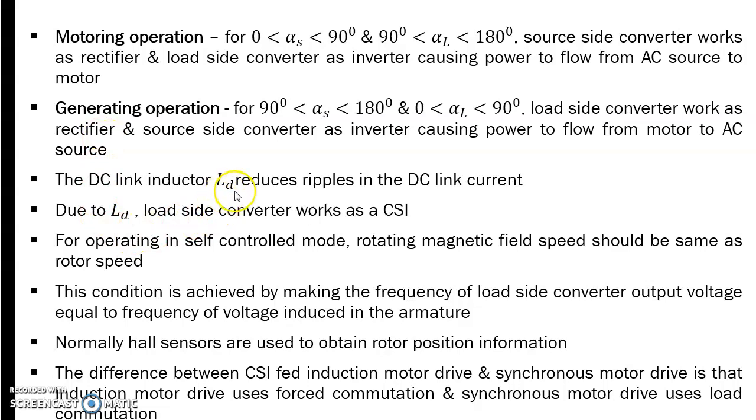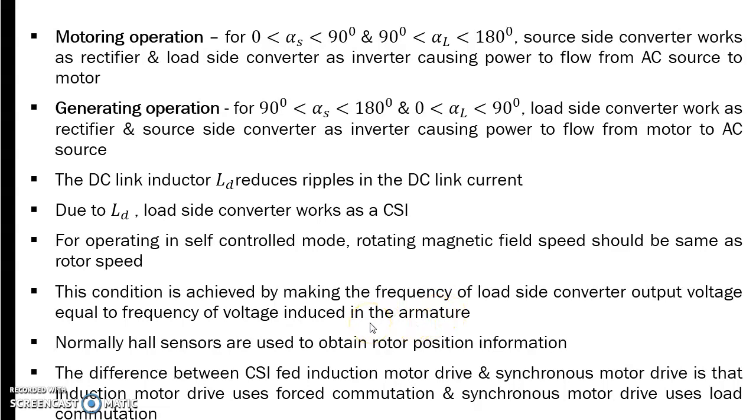And you see the inductance LD reduces the ripples in the DC link current and makes the current constant. That is what makes the load side converter a current source inverter. Due to LD, the load side converter works as a current source inverter. For operating in the self-controlled mode, we need to ensure the rotating magnetic field speed is the same as the rotor speed. This condition is achieved by making the frequency of the load side converter output voltage equal to the frequency of the induced voltages in the armature.